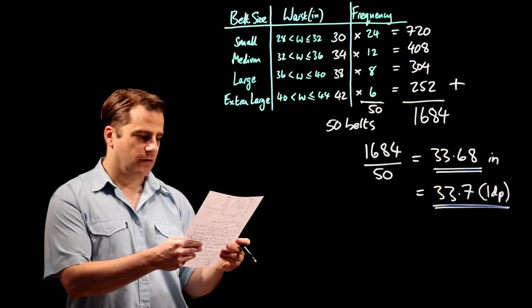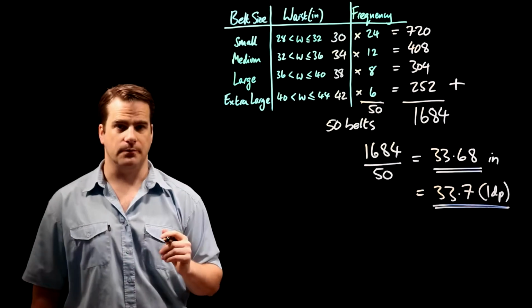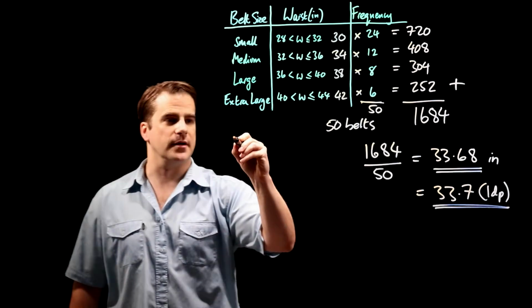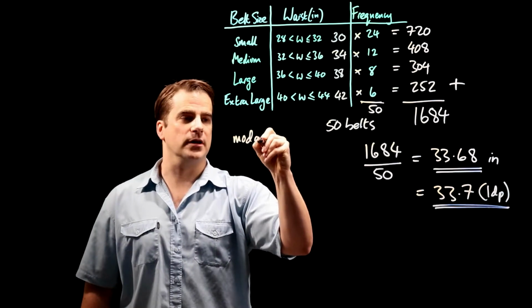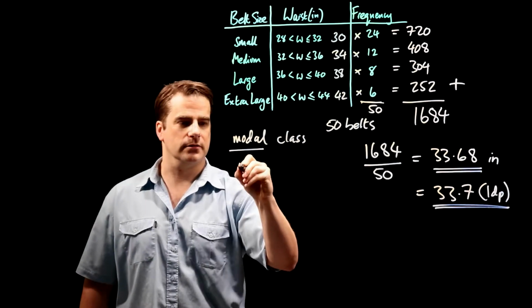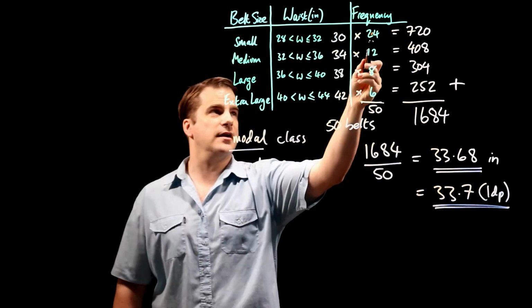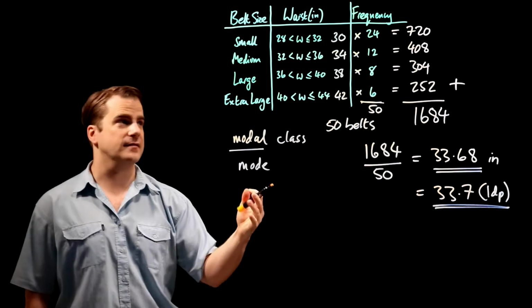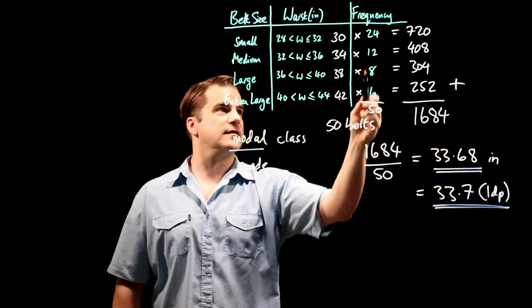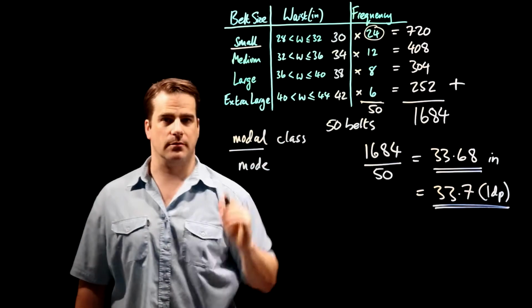Right, the modal size of belts sold is small. Okay, what does modal size mean? Well, the modal class. Modal, or the mode, is the class with the highest frequency, with the most number in it. And 24, 12, 8 and 6, the biggest one is 24. So that's why the modal class is small. Okay?